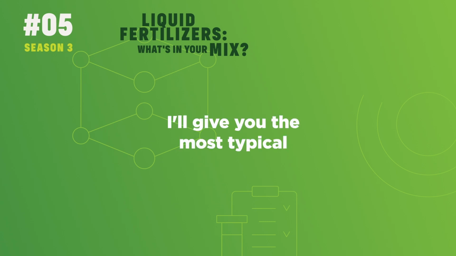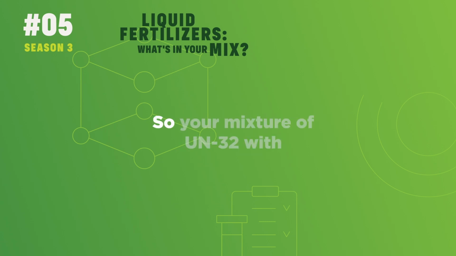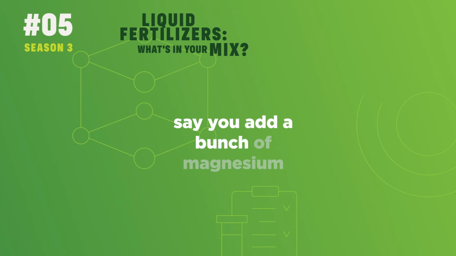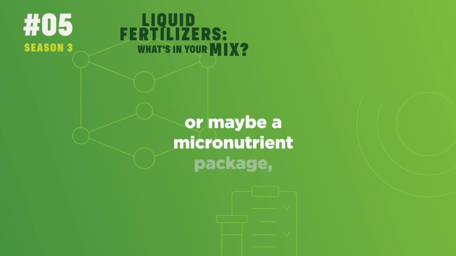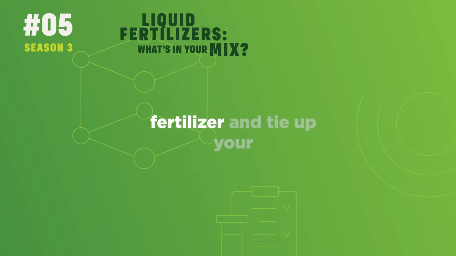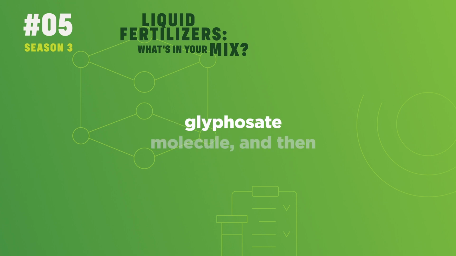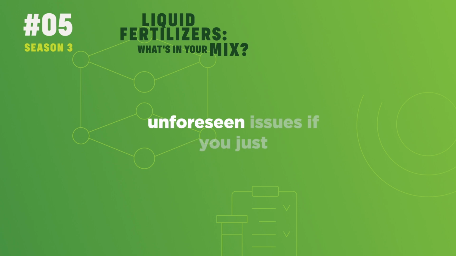I'll give you the most typical agronomy answer. It depends. So your mixture of UN32 with 2,4-D, that'll work. Not an issue. However, if you've got something like glyphosate, and that glyphosate is really sensitive to other charged ions in the blend, let's just say you add a bunch of magnesium or maybe a micronutrient package, you can actually take that fertilizer and tie up your glyphosate molecule, and then that would no longer work. So you can really cause some unforeseen issues if you just start throwing stuff together.